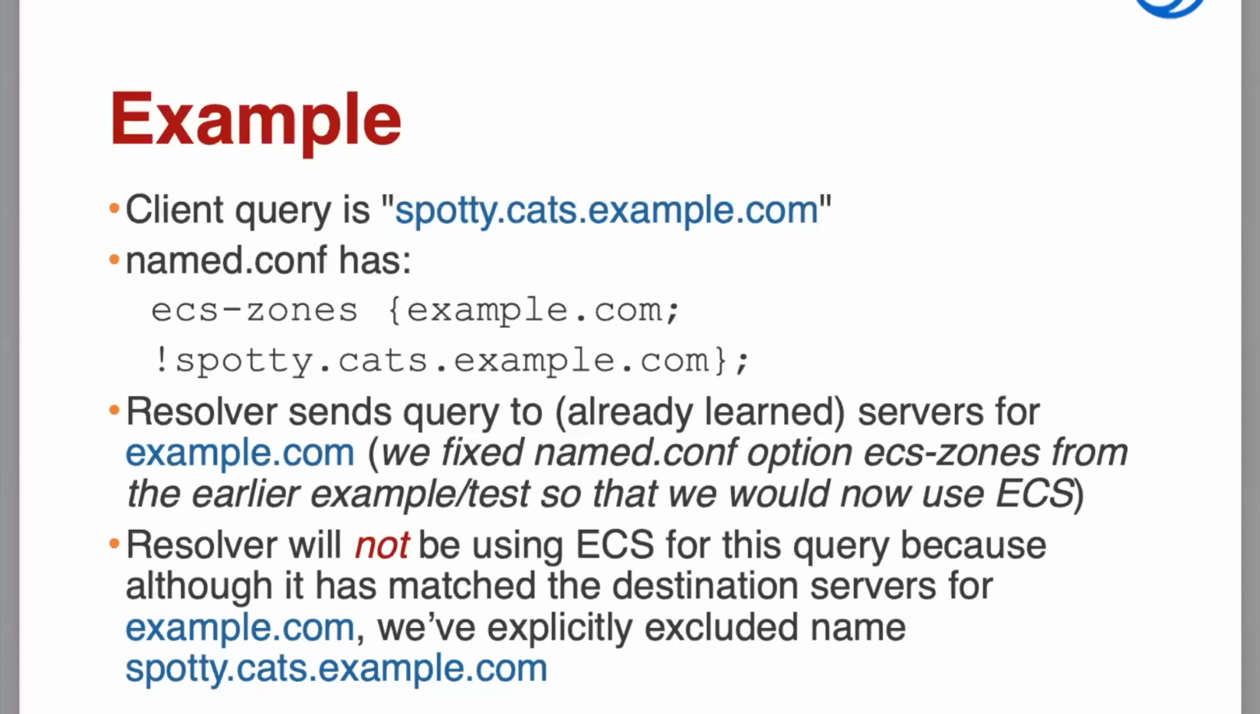And so my resolver sends the query to example.com. Great, we match the ECS zones, and so we should add ECS. But I've said I don't want to use ECS for spotty.cats.example.com. And the resolver won't use ECS for this query because it is matching the exclusion to the query name. So that's different. This is all actually explained in the S Edition Administrator Reference Manual, but I thought I would call it up because it has caught some people out. So I thought it'd be useful to emphasize it.